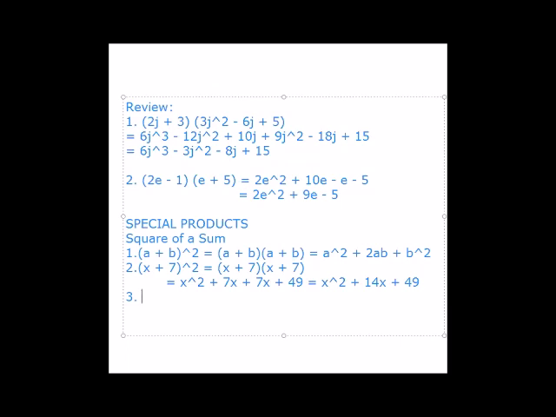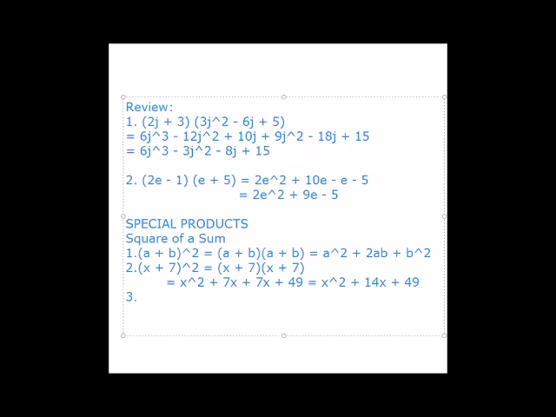x squared plus 2 times x times 7 plus 7 squared equals x squared plus 14x plus 49. Very good. Yes, Jude. It's just like putting x plus 7 squared into a plus b squared. Yes, correct. So a plus b squared here is our form in square of a sum.